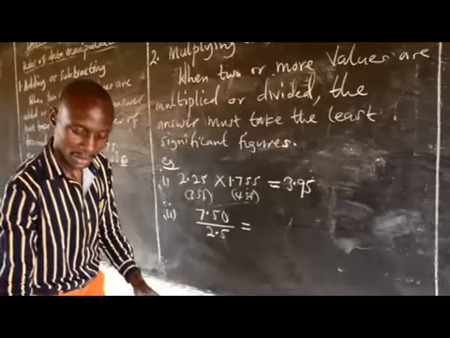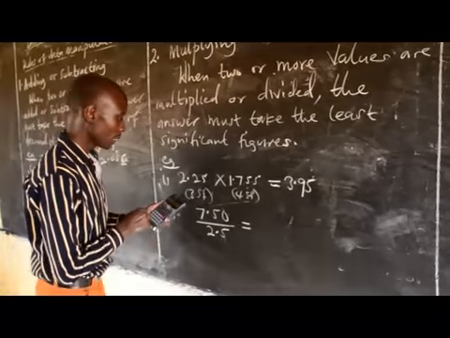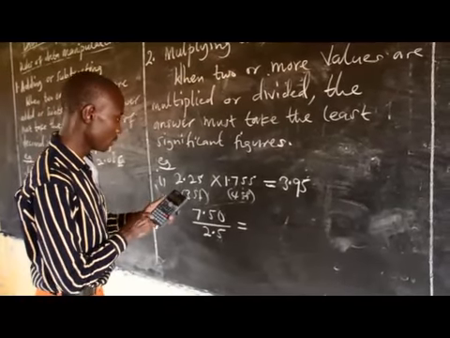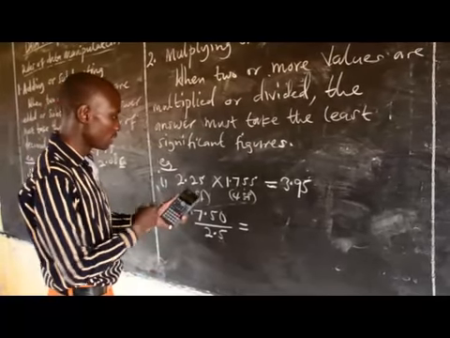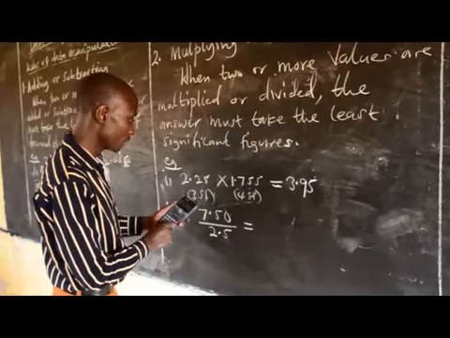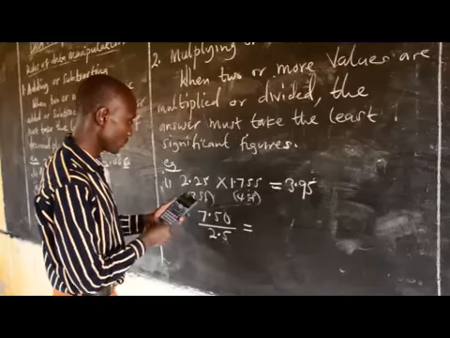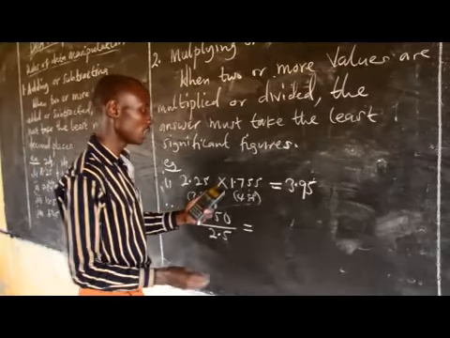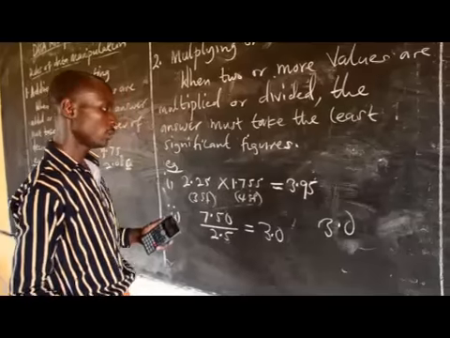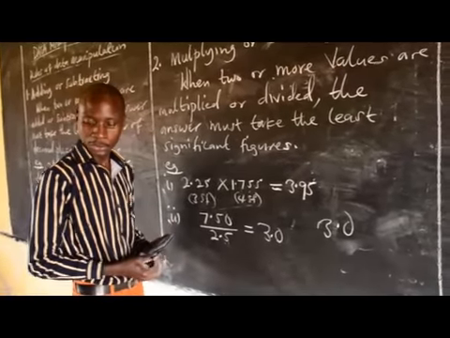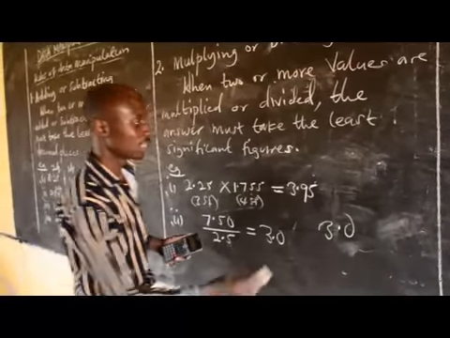So I use my calculator. Let me see. I have 7.50. If I put that, it will be okay. 7.50 over 2.5. What I have in my calculator is exactly 3.0. That is now to 2 significant figures.